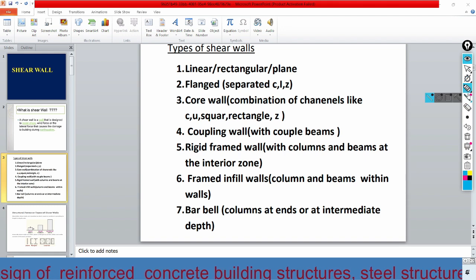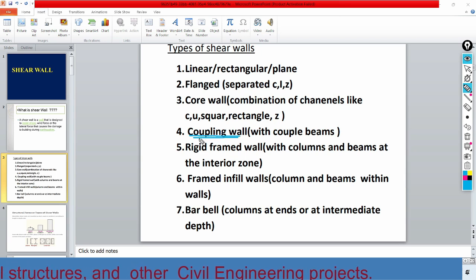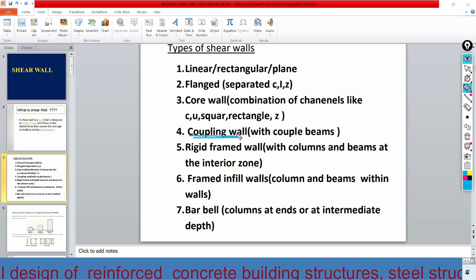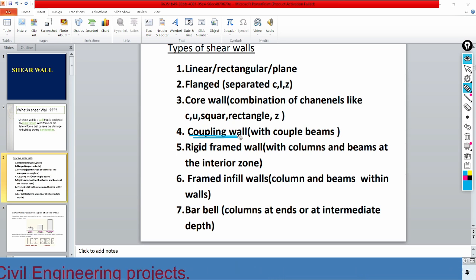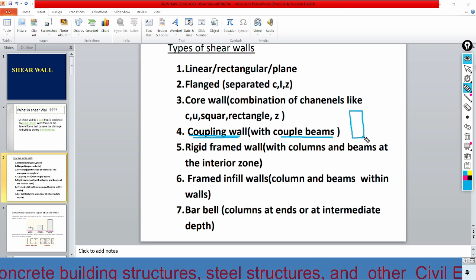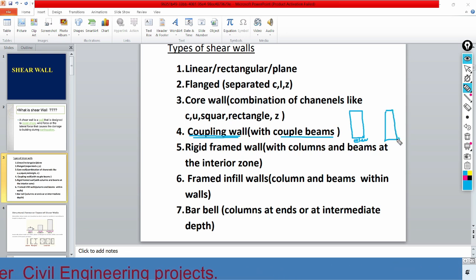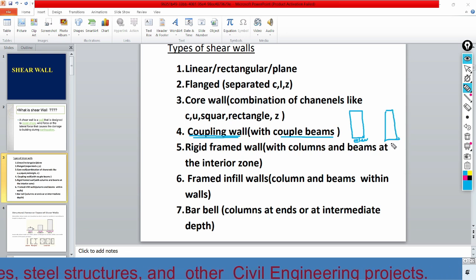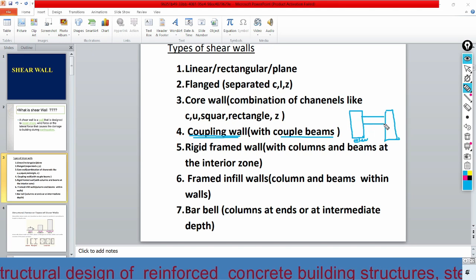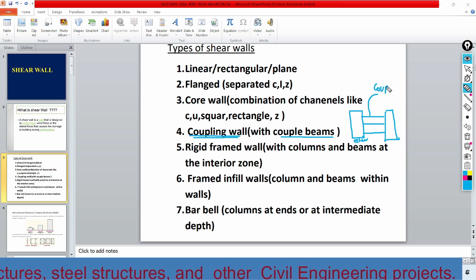And the other is the coupling wall. So what does coupling wall mean? A coupling wall is nothing but two walls connected with a coupling beam, just like this. Suppose this is the elevation, we may have one wall and another wall, wall 1 and wall 2. We may connect them by a beam at every floor. This is what we call a coupling beam.